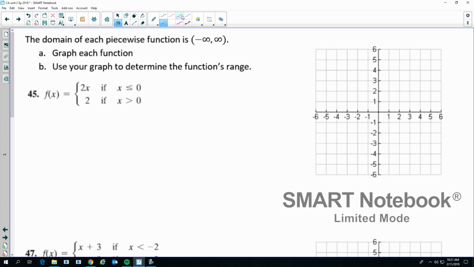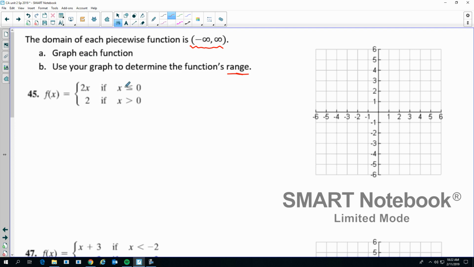Okay, so looking at this one right here, it says the domain of each piecewise function is going to be from negative to positive infinity, so that means it's going to cover the whole graph from left to right. So we want to graph the function, and then use the graph to determine the range of the function. After we find the graph, we're going to list the range.